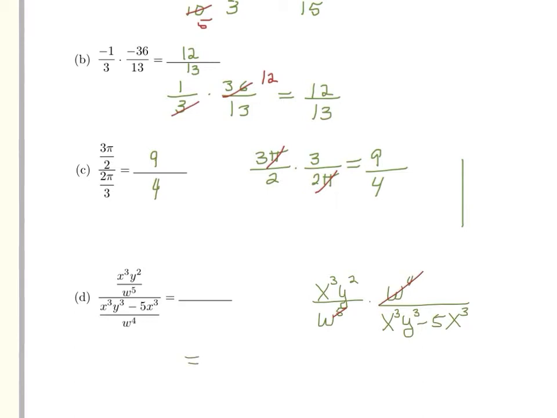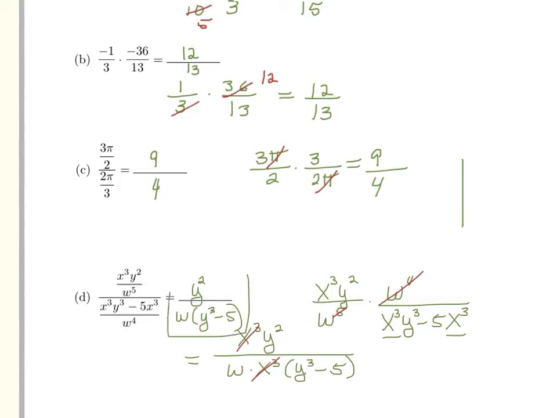And then, let's see, we have x cubed y squared upstairs. We have a w, and then I can see that there's an x cubed that I can factor out, and we have y cubed minus 5, and so now x cubed cancels. So we are left with a y squared in the numerator and a w times y cubed minus 5 in the denominator. So that's the answer right there.